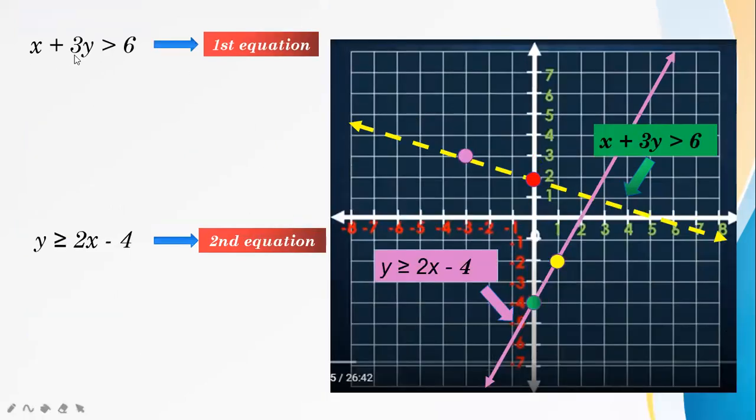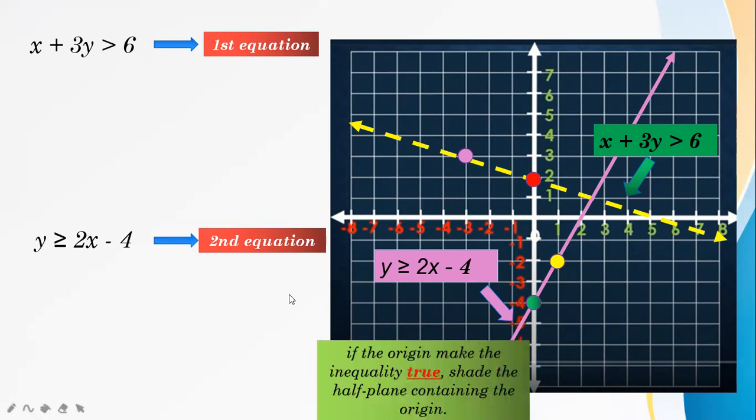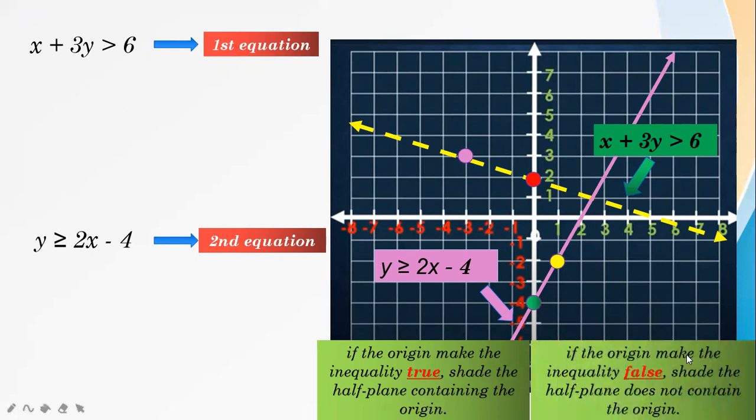Next, we have x plus 3y greater than 6, first equation, and then this will be your second equation. Using the point of origin: if the origin makes the inequality true, shade the half plane containing the origin. But if the origin makes the inequality false, shade the half plane that does not contain the origin. So for the first equation, we have the testing point. This will be your testing point, the point of origin, which is 0, 0.